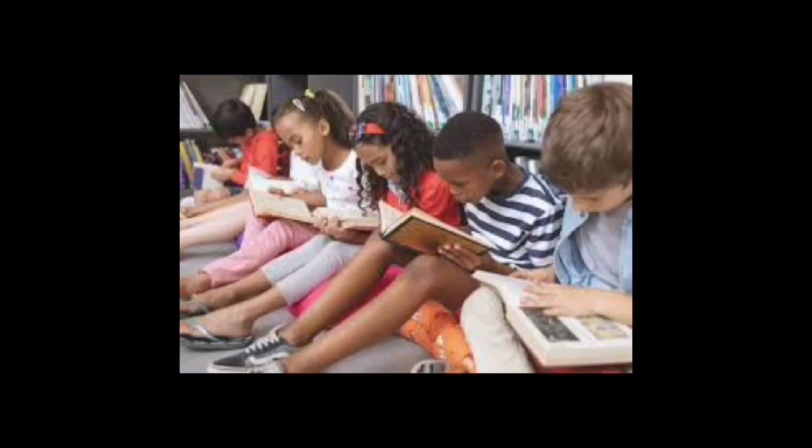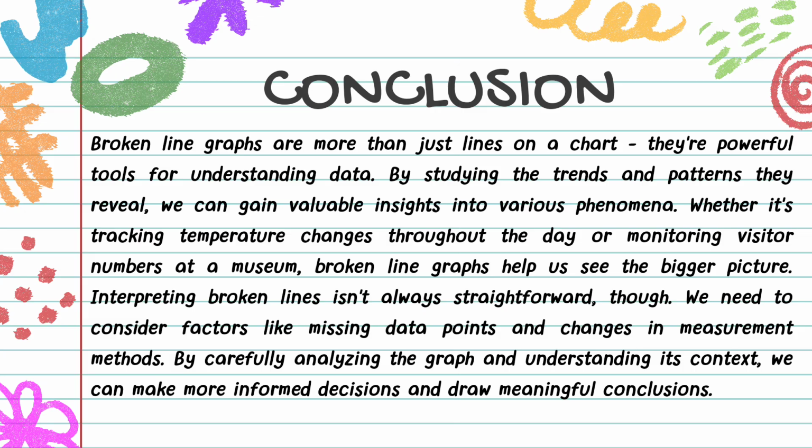Overall, the data indicates a generally rising trend in the number of books read by the students, with fluctuations in specific months. Despite the temporary decrease in March, the students' reading habits appear to be trending upwards over the observed period. So to wrap it up, broken line graphs are more than just a line on a chart. They are powerful tools for understanding data.